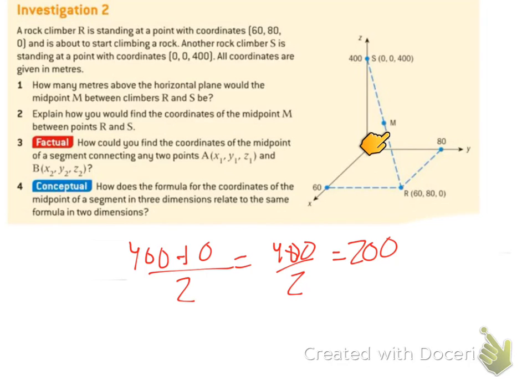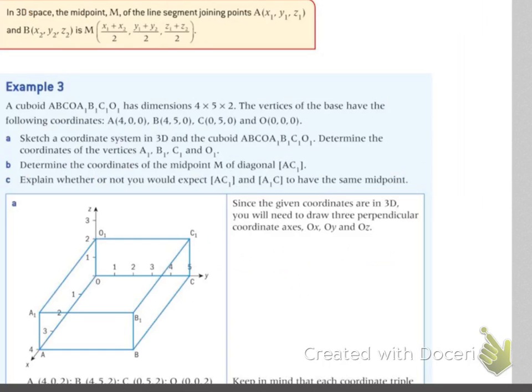If you do the same thing for the y, he's 80 meters over this way. This guy's at 0. So all I'm doing is just taking the x's, adding them, divide by 2. Taking the y's, adding them, divide by 2. Taking the average, just like before, of the x's, the y's, and the z's. That's what it's saying. Then part 3, it wants you to come up with that formula.